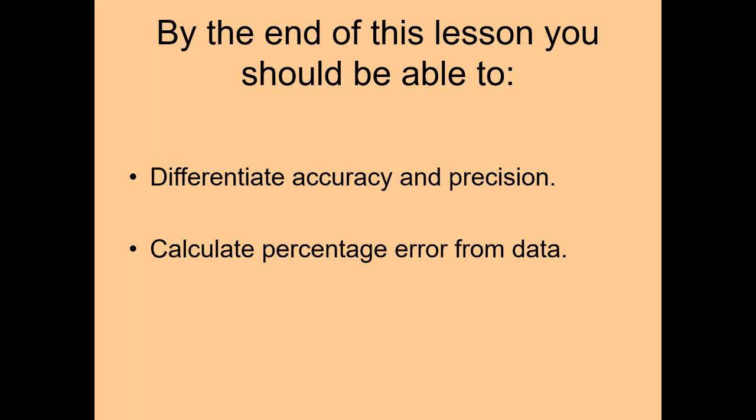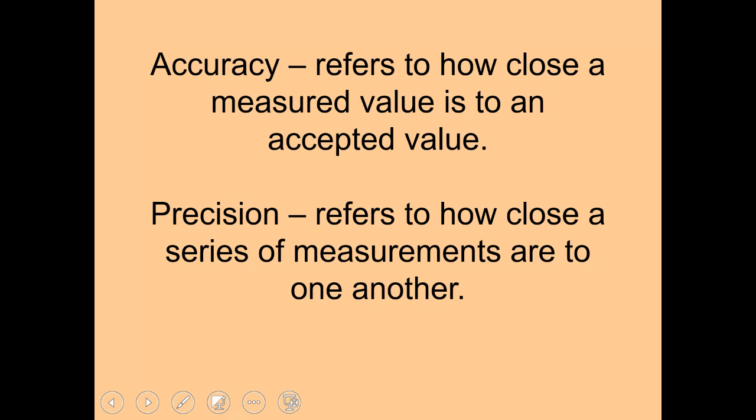Hi, this is a quick lesson about error. Because anytime we work with numbers, of course, there can be error in our measurements and our procedures. Two of the things you're going to learn to do in this lesson are how to differentiate accuracy and precision, and then learn how to calculate percentage error from lab results.